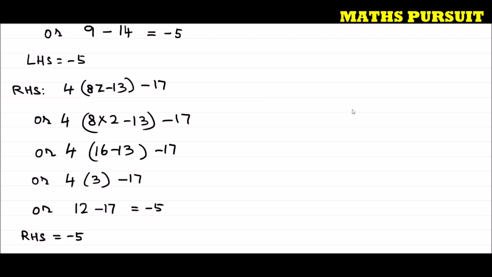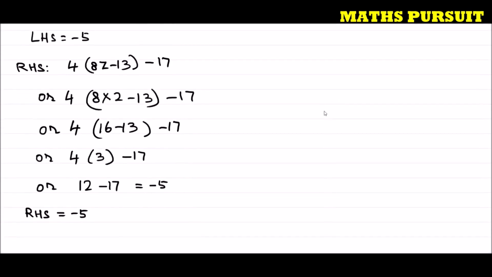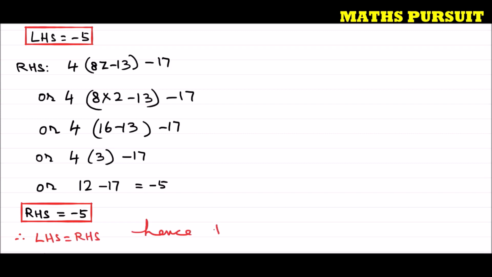Now guys, the right side of the equation is minus 5. And if you look above, the left hand side of the equation we also got as minus 5. That means we can easily say that therefore left hand side is equal to right hand side. Hence this is verified. And we can easily conclude that whatever value for z that we got is absolutely correct.